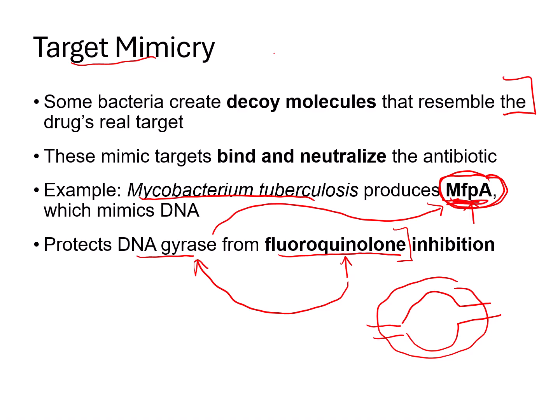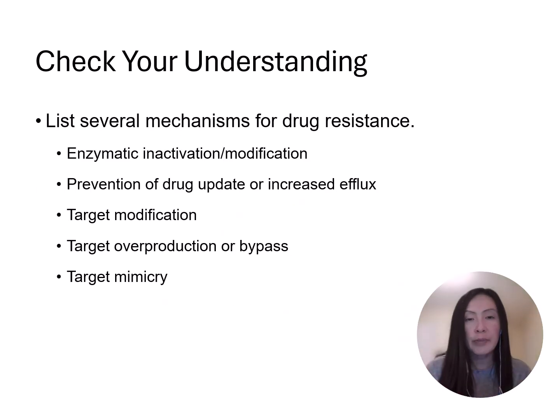If the DNA gyrase is bound to MFPA, the drug again cannot bind to DNA gyrase, and when the drug concentrations have decreased eventually, MFPA is released from DNA gyrase and cell replication can continue once again. This checkpoint asks for several mechanisms for drug resistance. So one is enzymatic inactivation or modification of the drug, where the bacteria produce enzymes that destroy or alter the antibiotic. For example, we have beta-lactamases that break down the beta-lactam ring in penicillins.